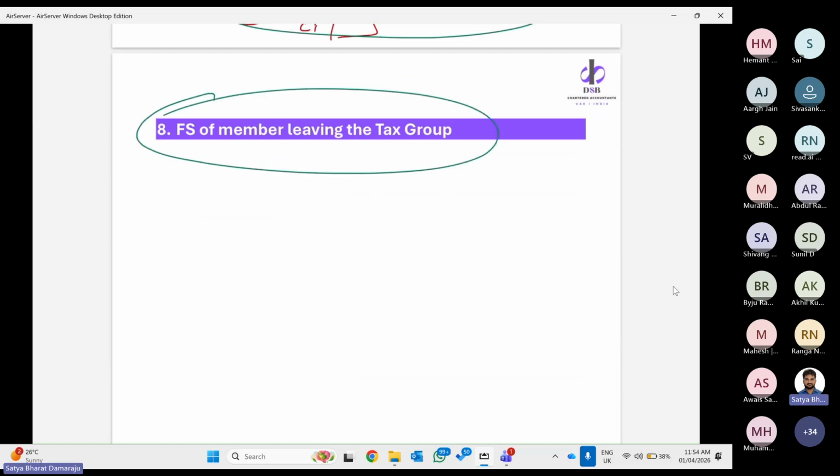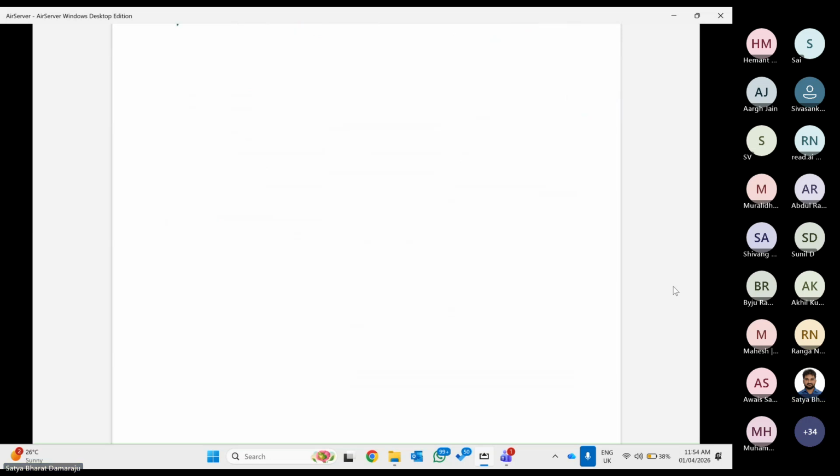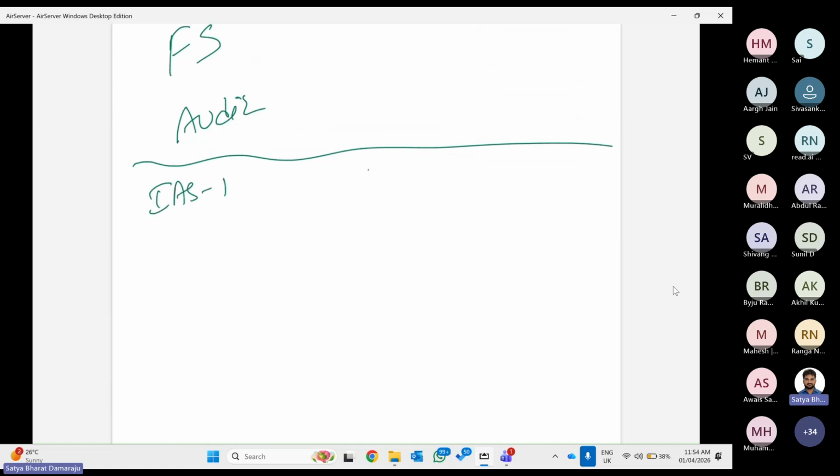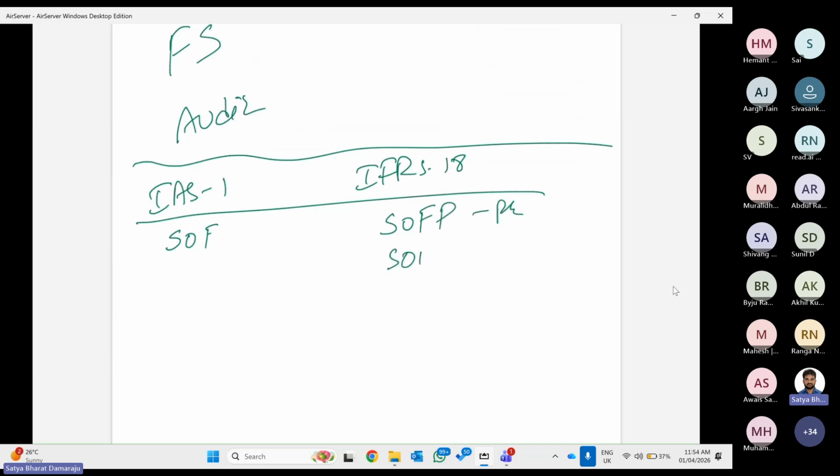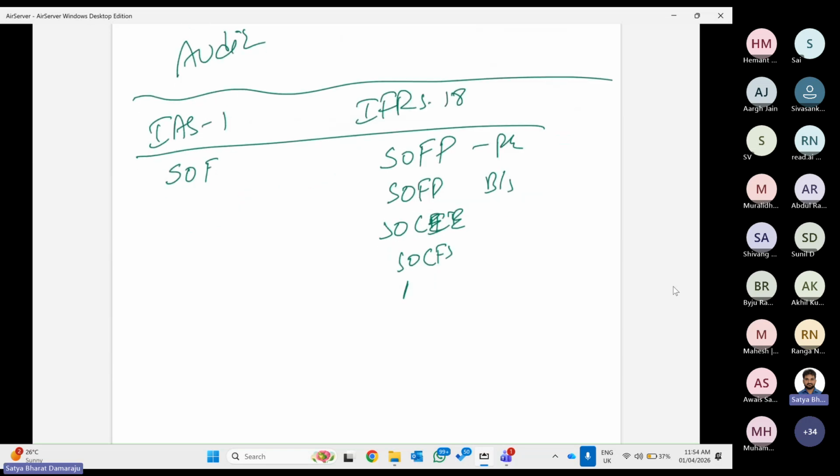Before we discuss this, I want to quickly complete on the presentation of the financial statements and the audit requirements. We'll start with this. IAS 1 or IFRS 18. What are all the financial statements? If I want to say something as a complete set of financial statements, I need to prepare a statement of financial performance, as IFRS 18 calls it, or you can call it a P&L. Statement of financial position or a balance sheet. Statement of changes in equity. Statement of cash flows. And notes to accounts.